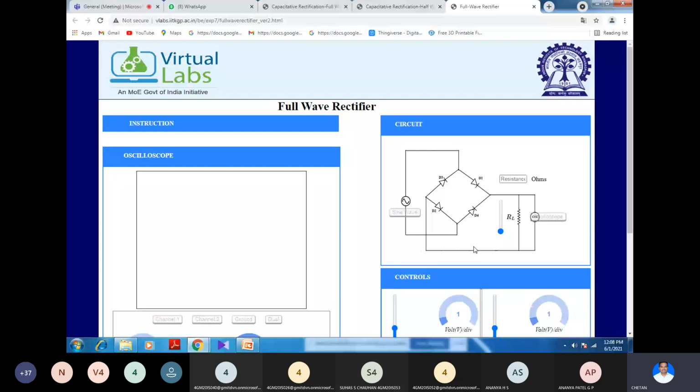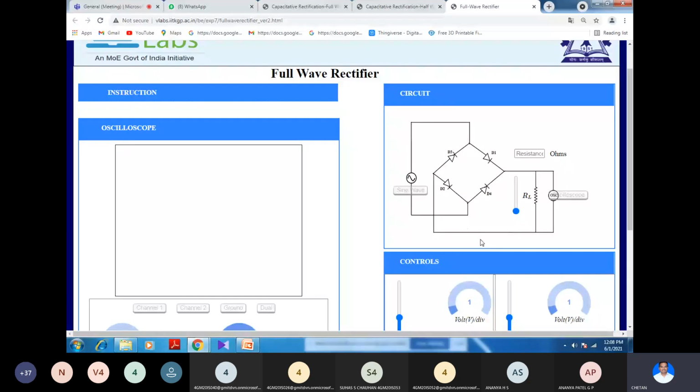I hope you can see the circuit on your screen. So this is a full wave rectifier with the bridge rectifier. Here you can see the input AC. In place of this AC, you can also use a transformer. This is an AC source which will produce a continuous time varying signal, which is like a sine wave.